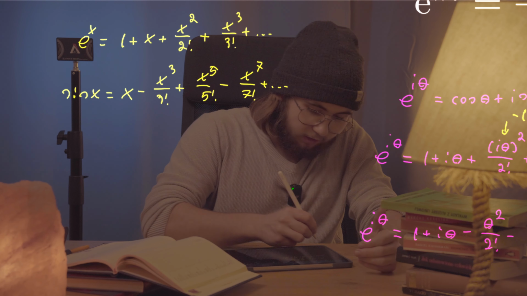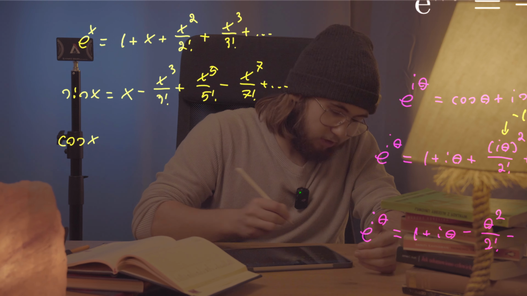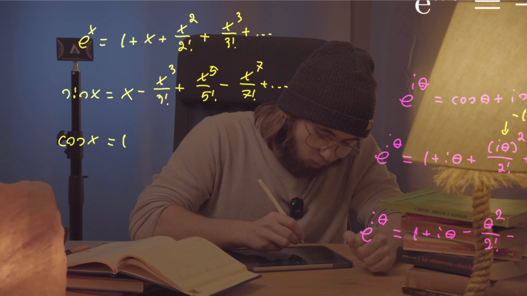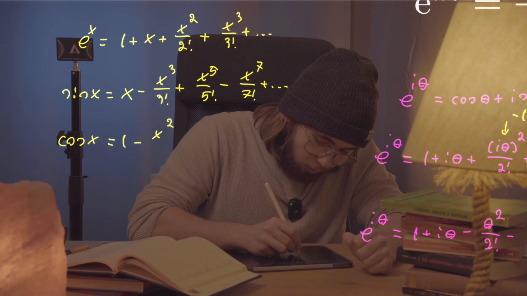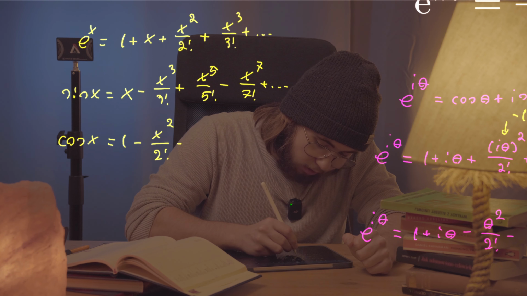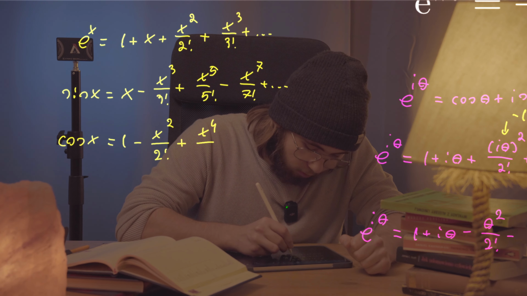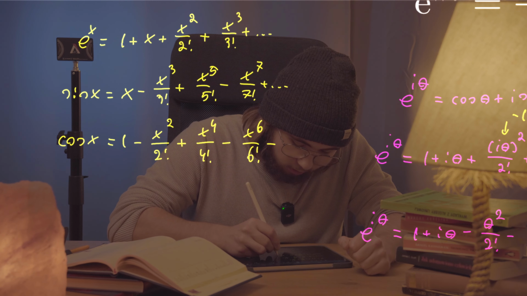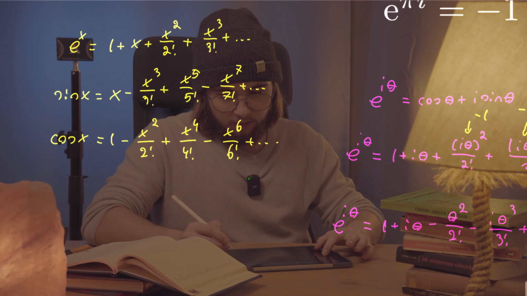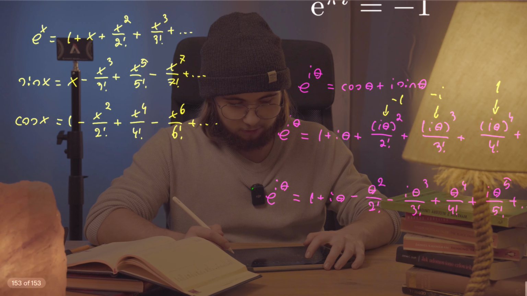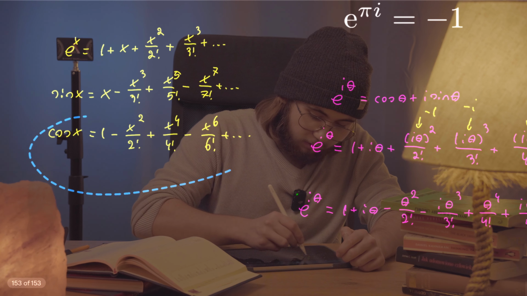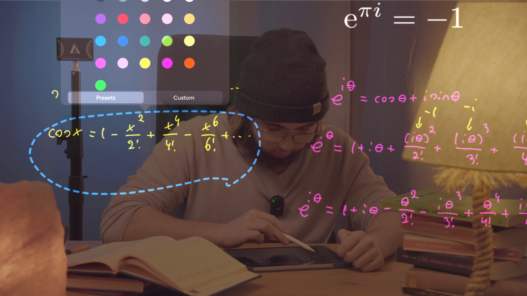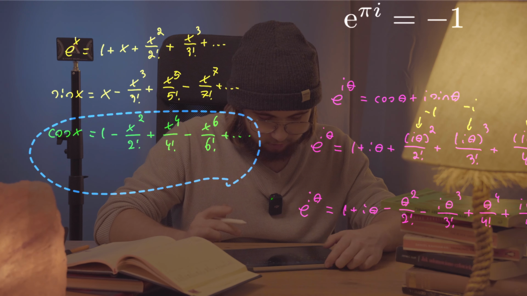And then cosine of x, that's just the derivative of sine of x, so we can take the derivative of this stuff right over there. So we will get that it is equal to 1 minus x squared over 2 factorial plus x to the power of 4 over 4 factorial, and then minus x to the power of 6 over 6 factorial, and so on and so forth. Let me change colors here so you will be able to see more clearly what I'm doing. I'm gonna change it to green.